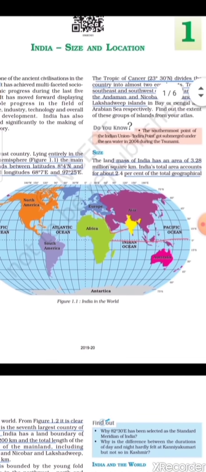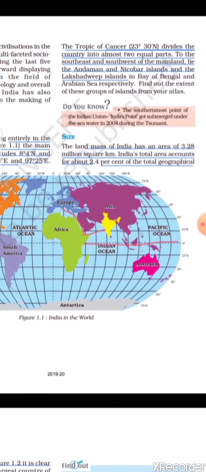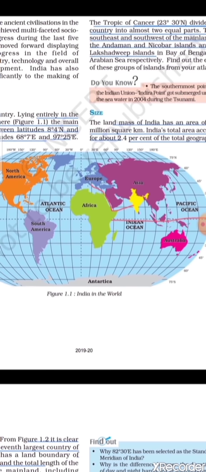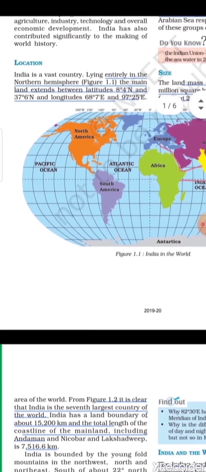The landmass of India has an area of 3.28 million square kilometers, and India's total area accounts for about 2.4% of the total geographical area. With 3.28 million square kilometers of area, India is the 7th largest country of the world.